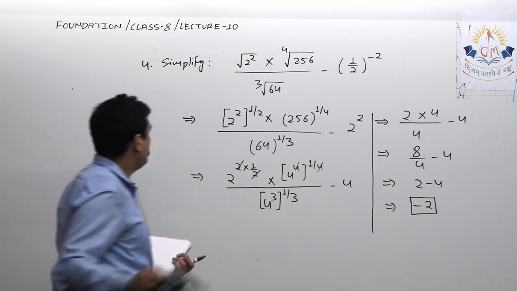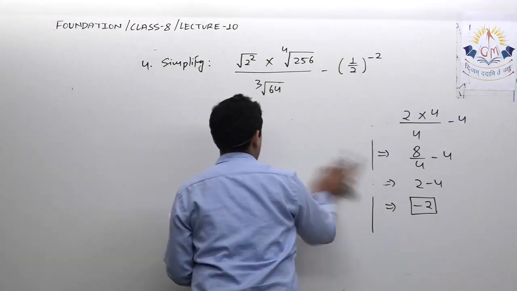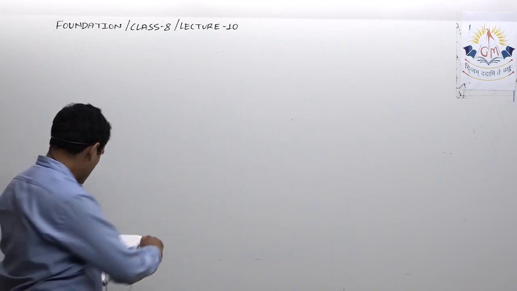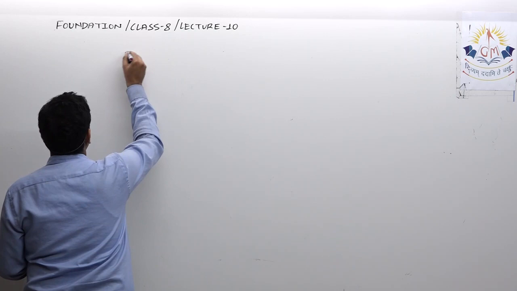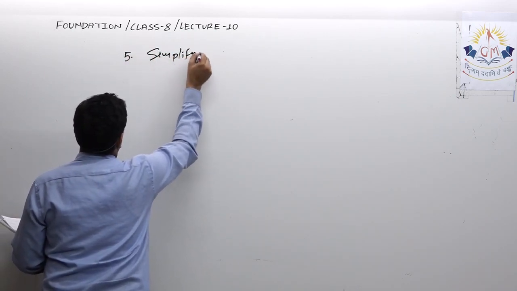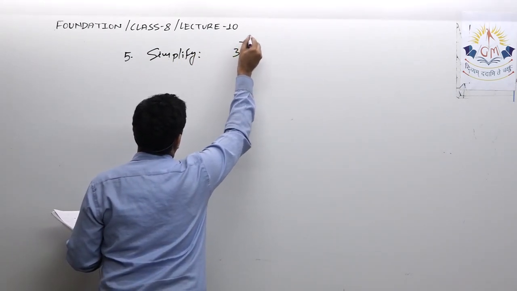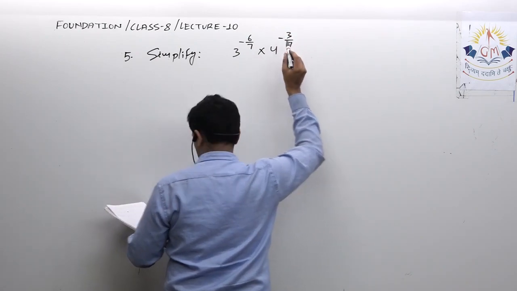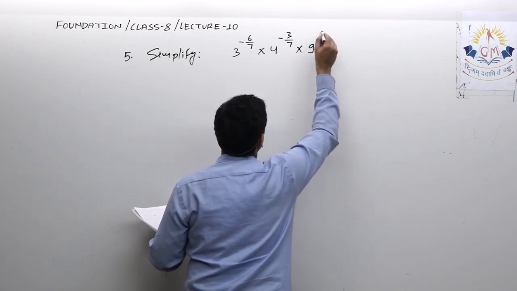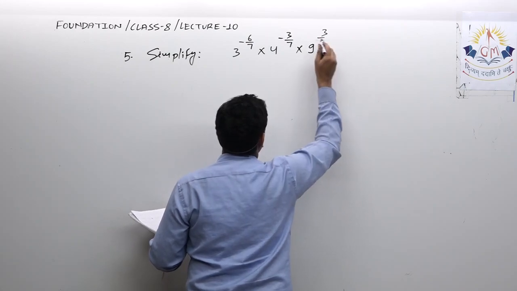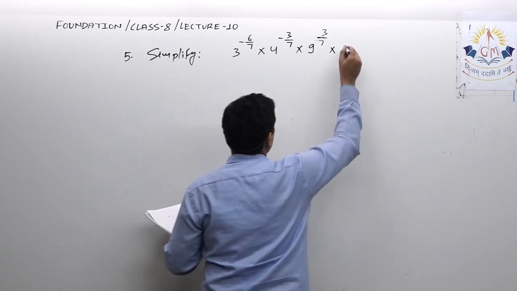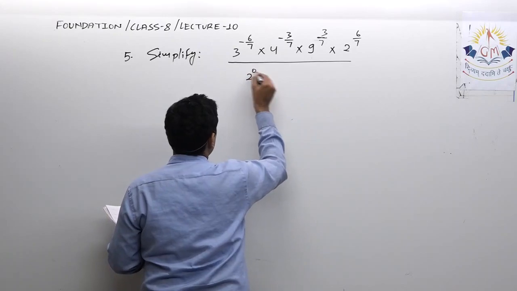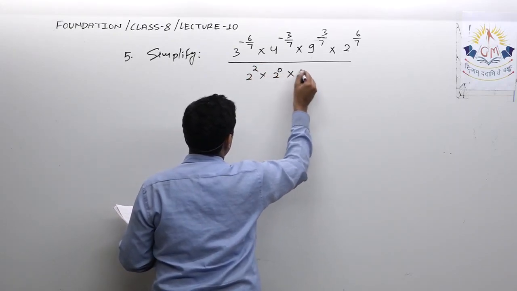Okay, now let us see the next question. Simplify 3 raised to minus 6 upon 7, multiplied by 4 raised to minus 3 by 7, multiplied by 9 raised to 3 by 7, multiplied by 2 raised to 6 by 7, divided by 2 raised to 2 plus 2 raised to 0 plus 2 raised to minus 2.